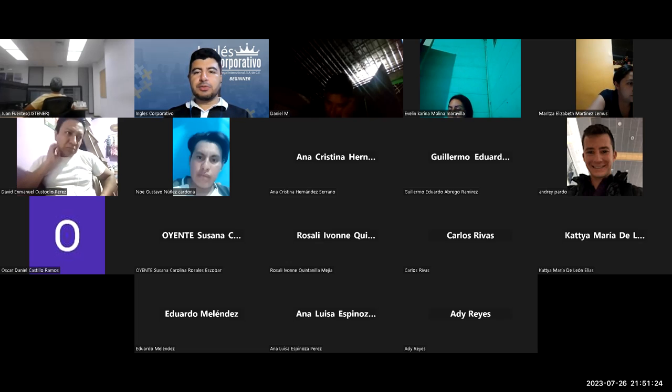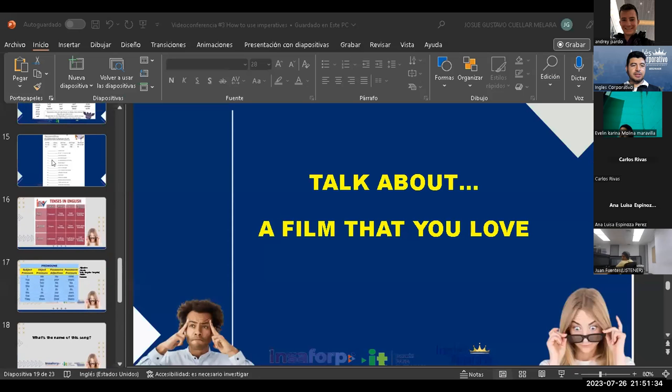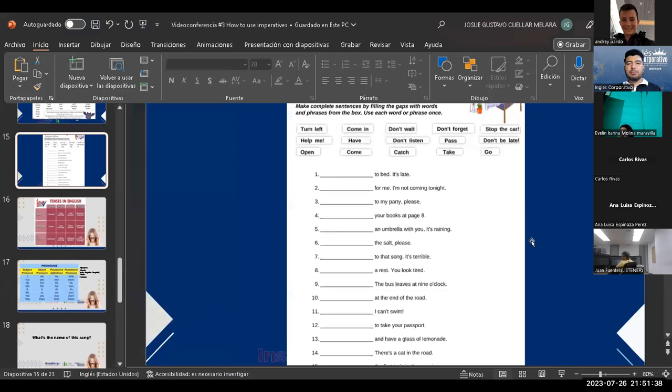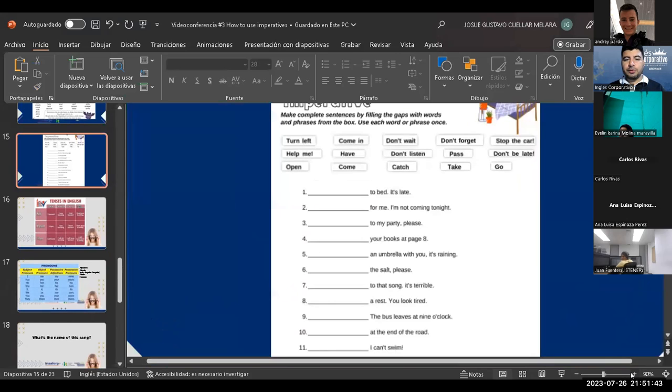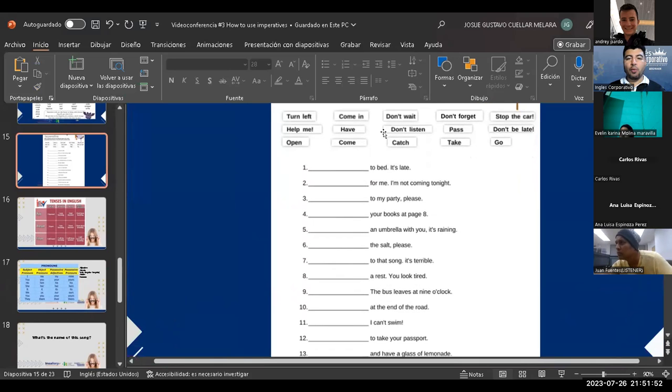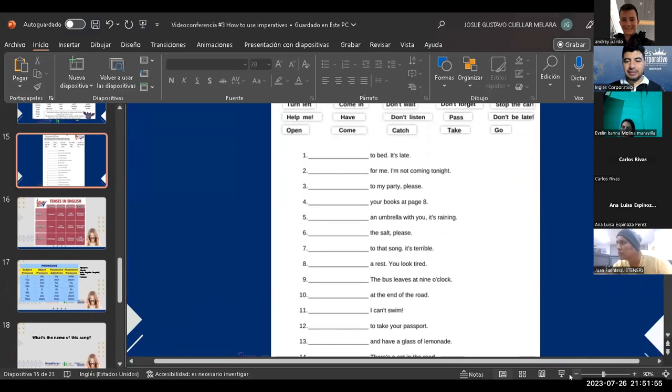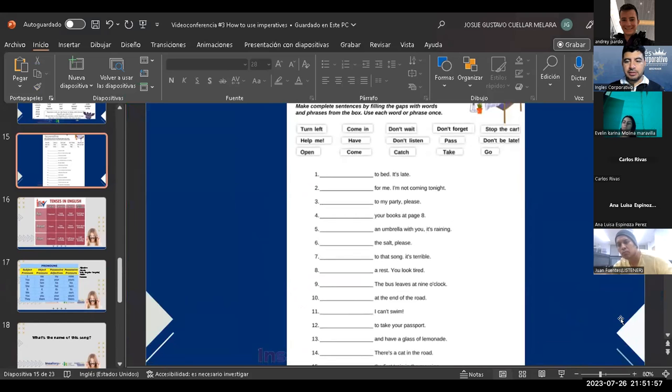Okay, we're going to do the last activity. We talked about films that we like, and we're going to check this. Related to bossy verbs, the imperatives, we have to make complete sentences by filling the gaps with the words and phrases from the box. Use each word or phrase once. Solo una vez se puede utilizar cualquiera de estas frases. Okay, and let me check here.